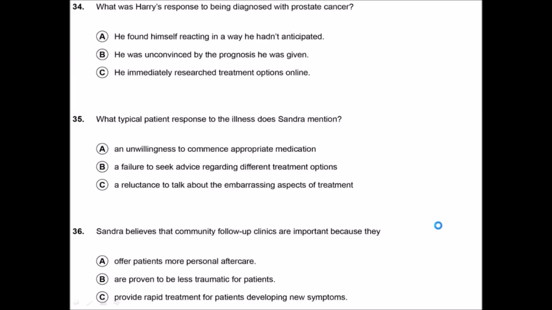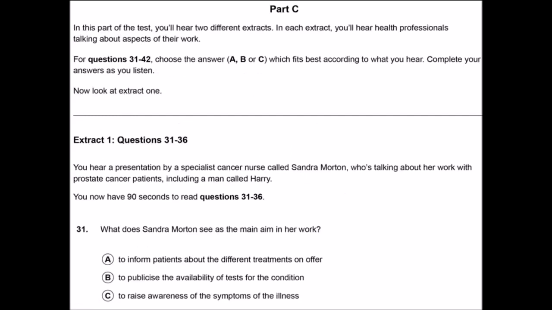In this way you can apply this extra 60 seconds strategy in OET listening part C extract 1, and you will get familiar with the questions and the important words in the answer options. Then you will start with the audio. Now I have told you about the OET listening part C structure and strategies. Now let me play an audio of OET listening part C extract 1 for you, so you can apply the strategies and try to answer questions 31 to 36. So listen to the audio.